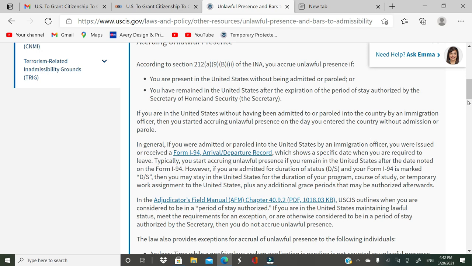If you go before a full year, then you've triggered a 3 years bar. If you go after 1 year or 1 year, then you have triggered the 10 years bar. And if you have attempted to come back after remaining in the US for a full year, and then you attempted to come back without being admitted or paroled, you have triggered a permanent bar. That's how it works.